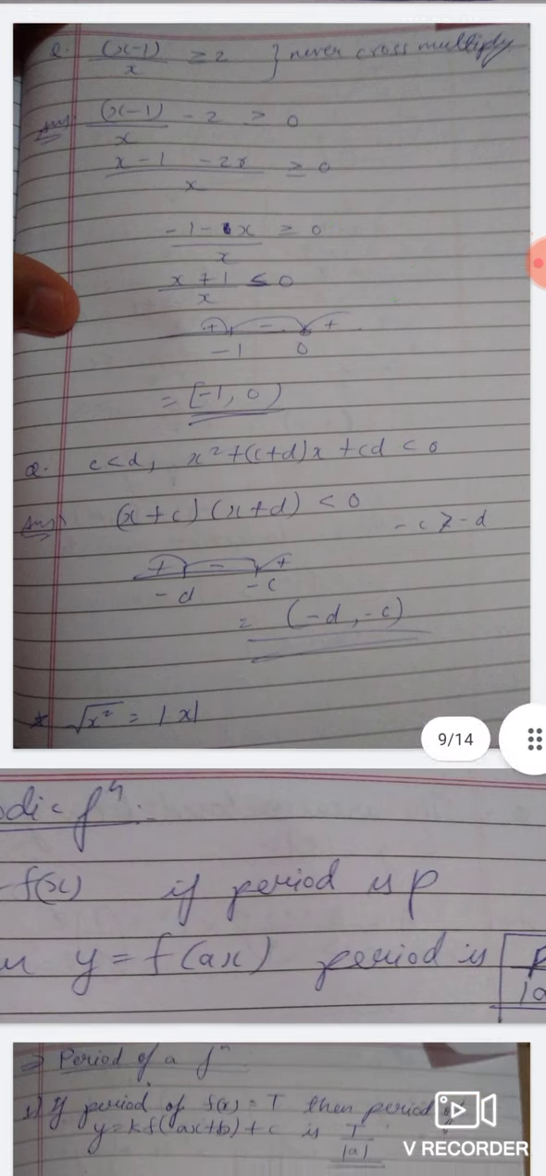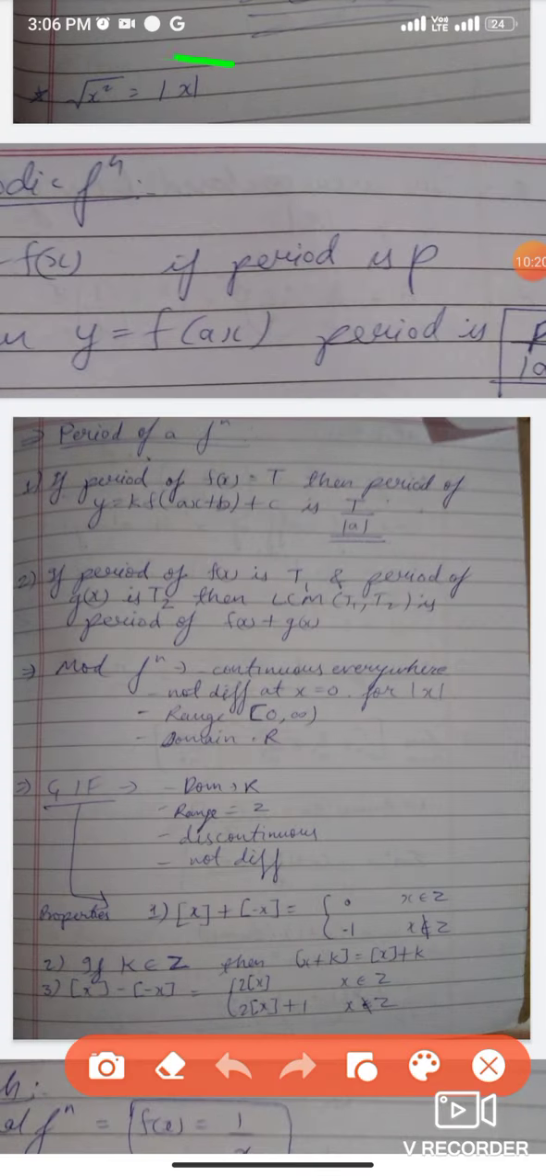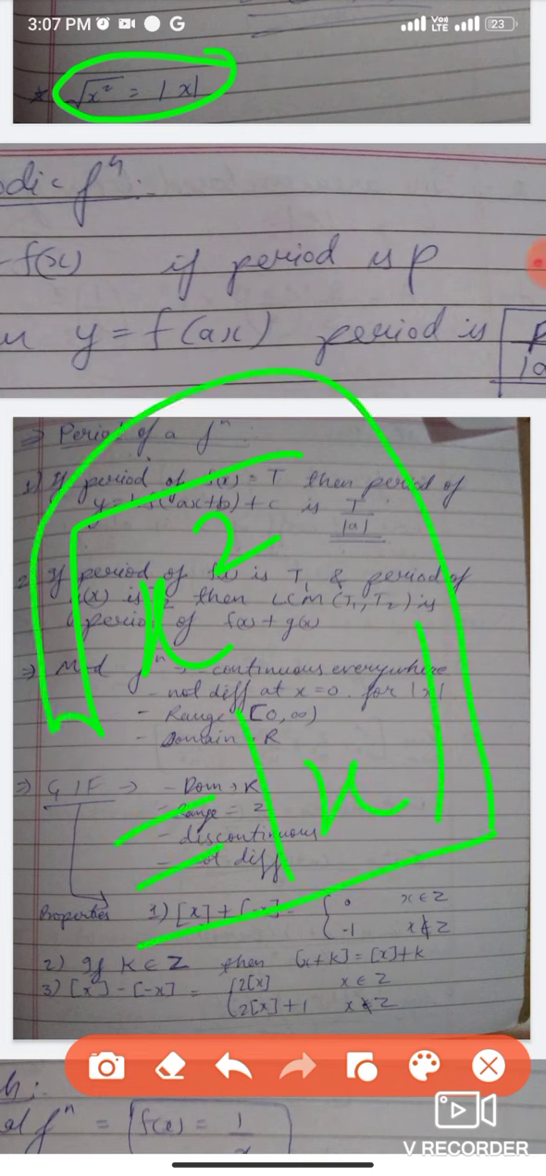Let us move on for further information. The next thing that you should always remember, you should note it down, is that under root of x square is mod x. Why mod x? Because we know the value of x square will always be positive, and mod represents a value that is never negative. This is the mod, meaning the value is always positive, and the x square value is always positive. So when we open under root of x square, we get mod x. Okay, so simple.